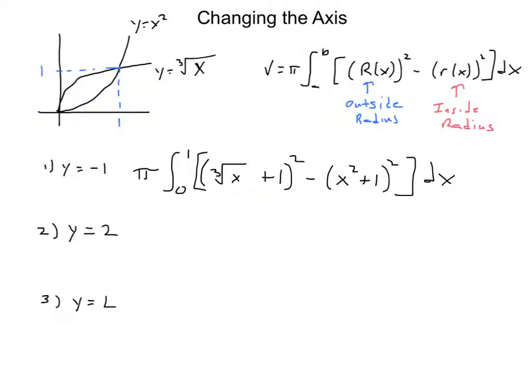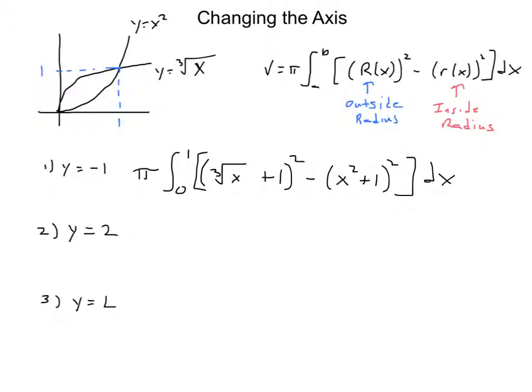Let's take a look at what happens when I rotate around y equals 2. Now, y equals 2 is going to be up here. The first thing you should notice is that because my axis of rotation is up here, my outside and inside radius are going to change. Which one is going to be involved? In this case, when I'm rotating around this one, my inside radius is now going to involve the cube root, and my outside radius is going to involve the x squared.